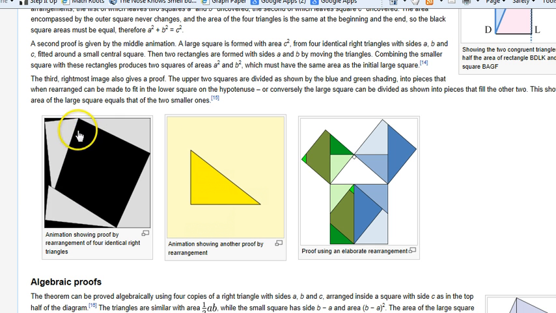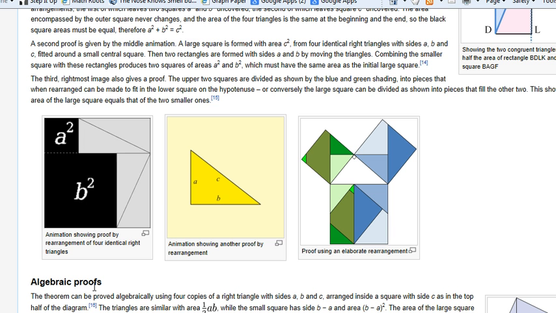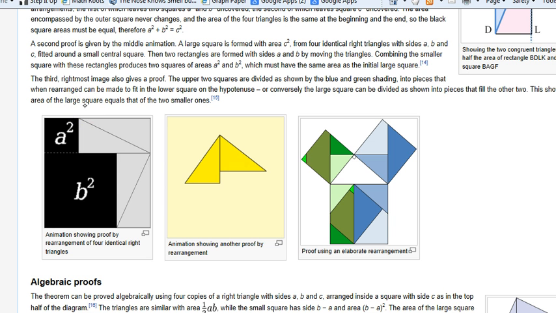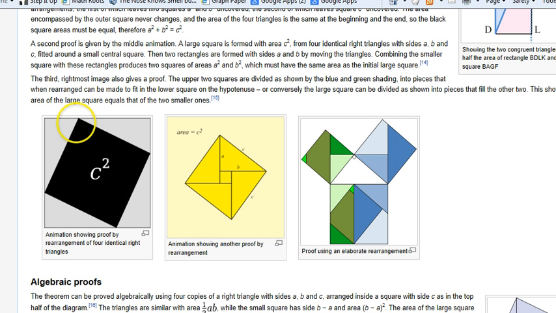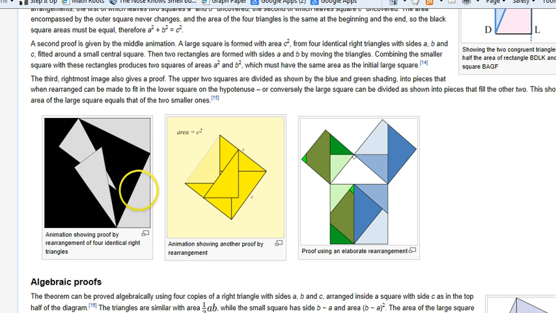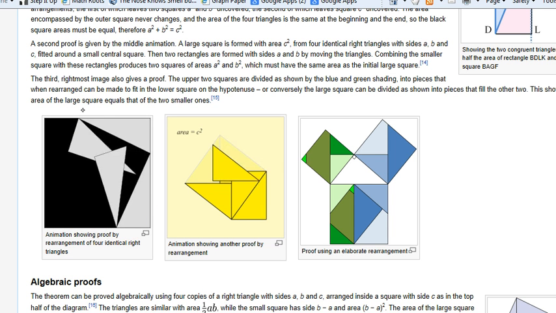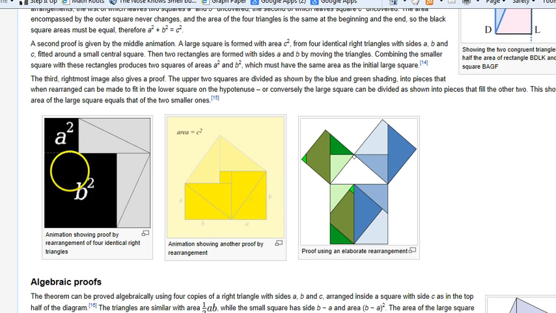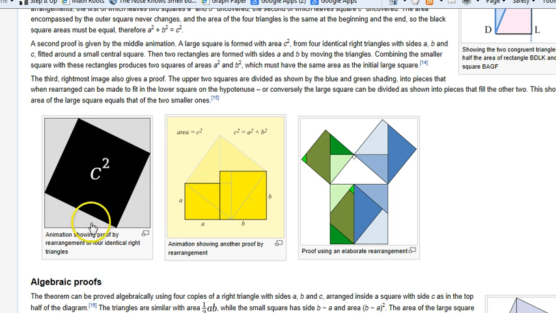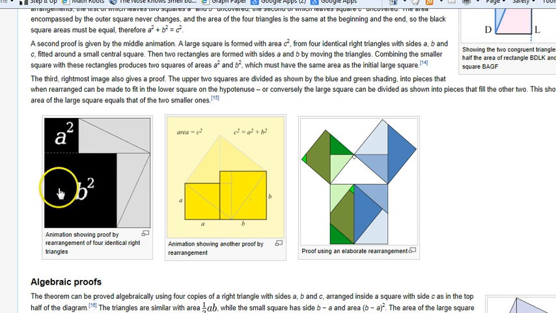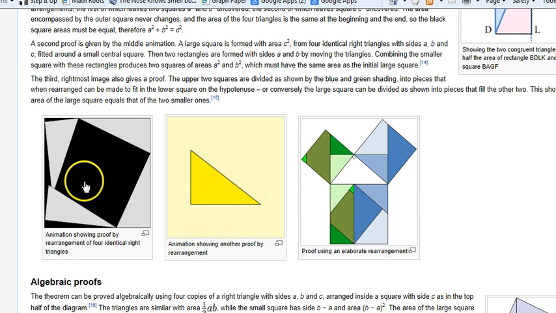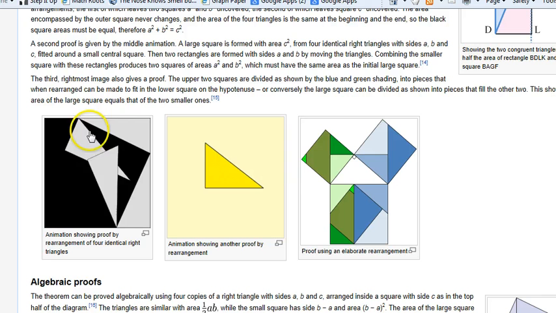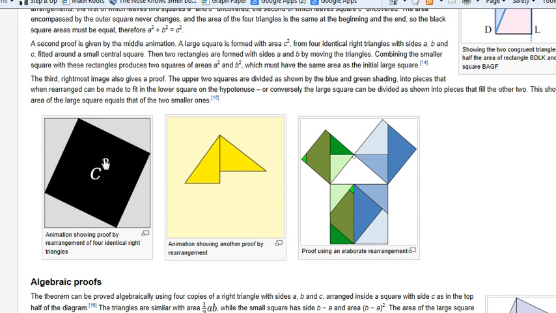Now you'll notice that this square in the center here, when it comes back, is based on the c side of my right triangle, or the hypotenuse. So right here, this square is formed by c. And what you can see through this animation is that a squared plus b squared is equal to c squared. All right? There is no more or no less of the black area. So this is kind of an animation to show you why the Pythagorean theorem is true.